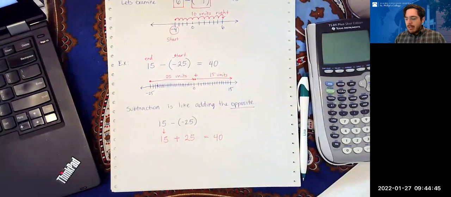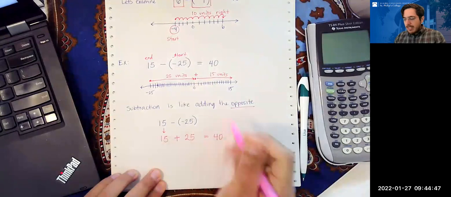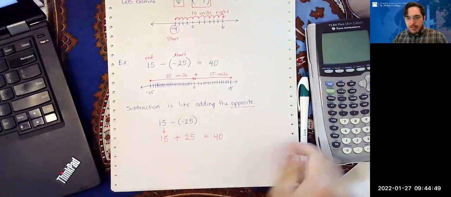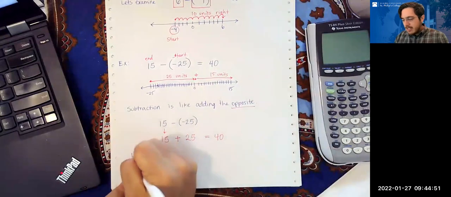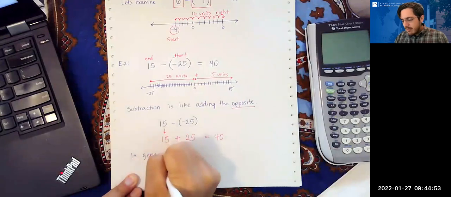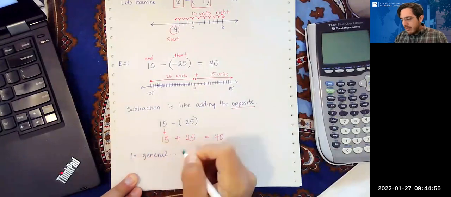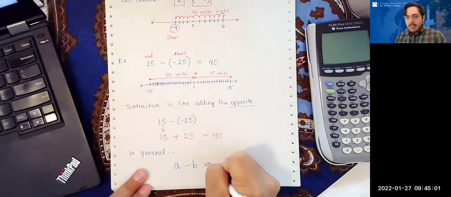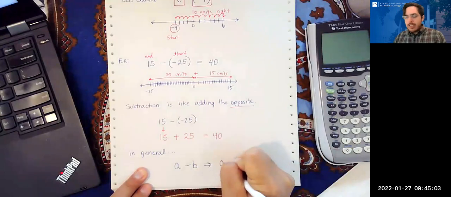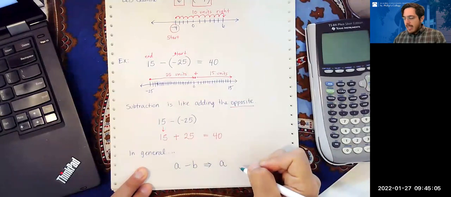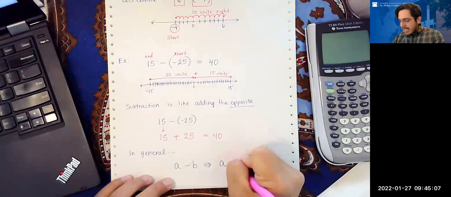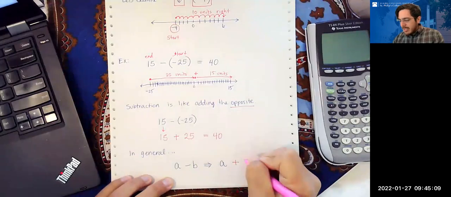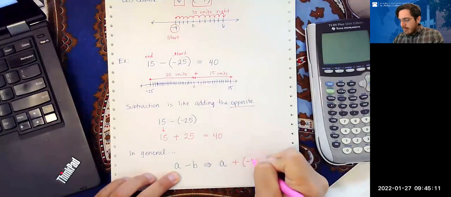So whenever you have a number, I'm going to write this down in general, with variables here. In general, if I have A minus B, I can rewrite that as: keep the original number, and I will just add the opposite of B.